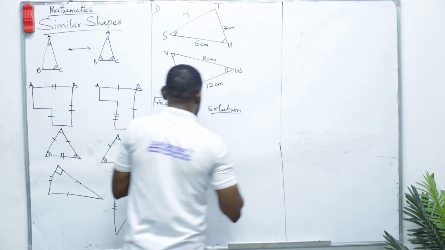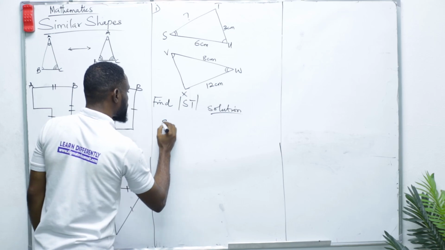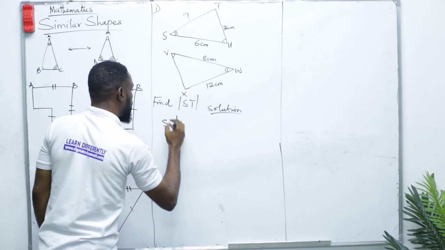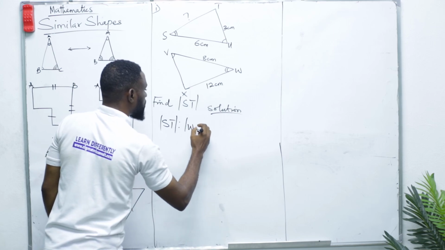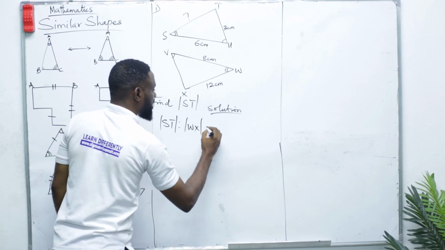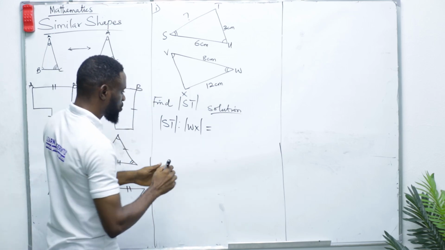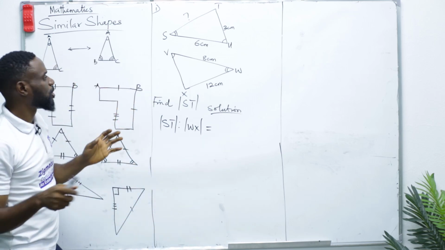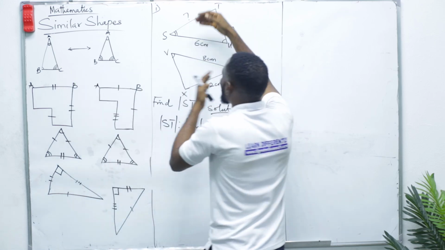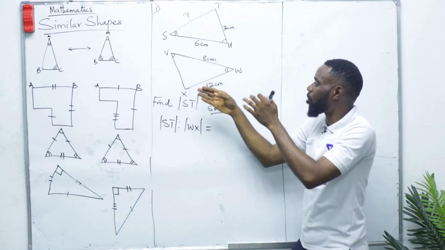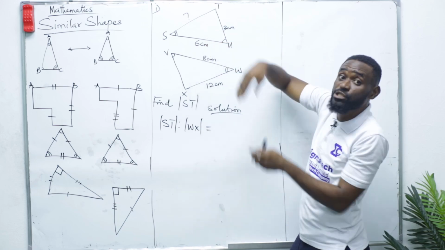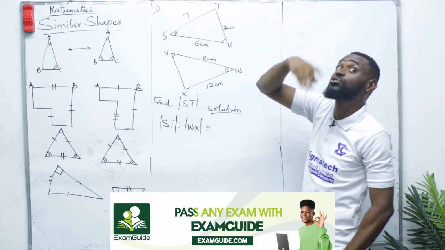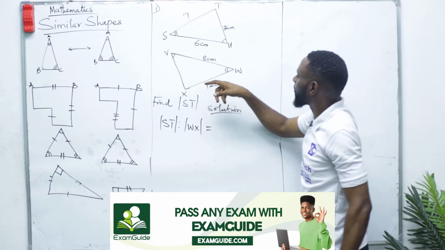Do you get that? So we say that ST is in ratio to WX, and it's equal to what? So we just apply our knowledge of ratio. We can also choose another side that corresponds. There must be correspondence between the two shapes that you're given. So let's look at this now.